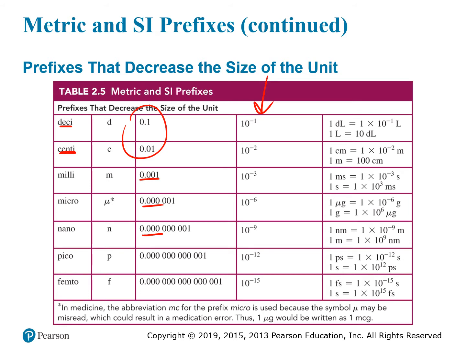Another thing to note here is the abbreviation for micro, which is this symbol, mu. It's a Greek letter that sort of looks like a script U. In some places where Greek letters aren't available, like for instance entering medical records in a computer system, the mu symbol will be replaced by MC. So micrograms are sometimes abbreviated as MCG, for example.